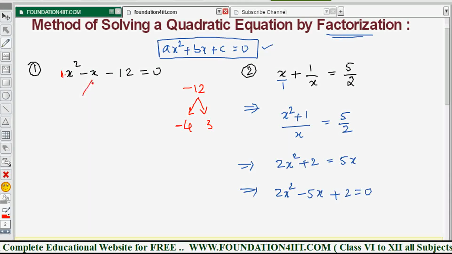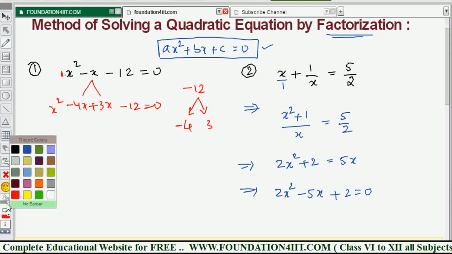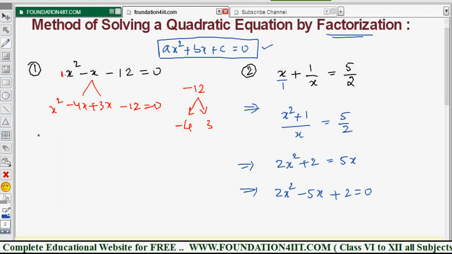That means indirectly minus x I am converting into minus 4x plus 3x. So minus 4x plus 3x is minus x. The first term is x square, and the last term minus 12 is as it is. Only the middle term is split into two parts, conveniently. Next step is we need to make two linear factors equal to 0. From the first two terms and the last two terms you can take common factors. From the first two terms, if you take x common, x minus 4. From the next two terms, plus 3 common, x minus 4 is equal to 0.